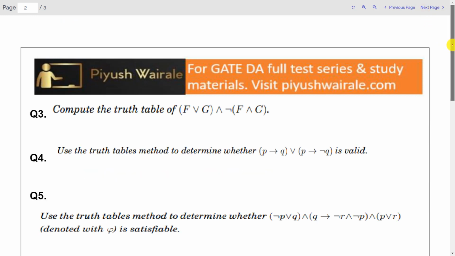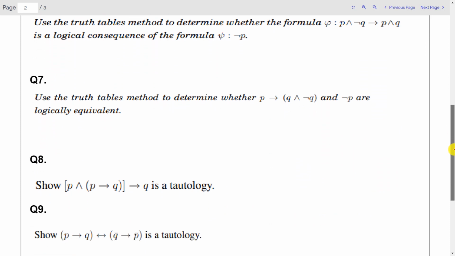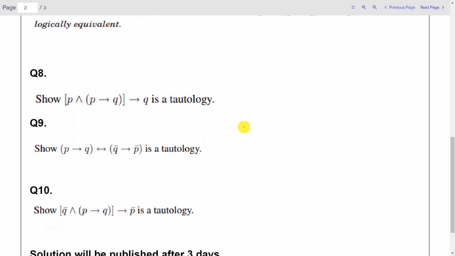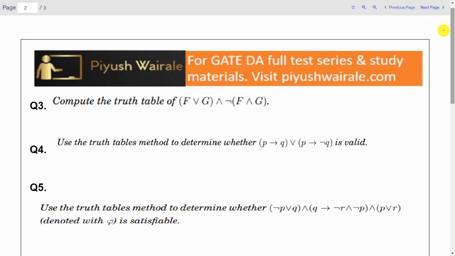You need to prove using a truth table, or try to prove using the laws we have discussed. And in this question you have to show whether this particular expression implies Q is a tautology or not. It means that for all the cases we are getting a true value or not. Please try to solve these questions. I will publish the solution after 3 days.